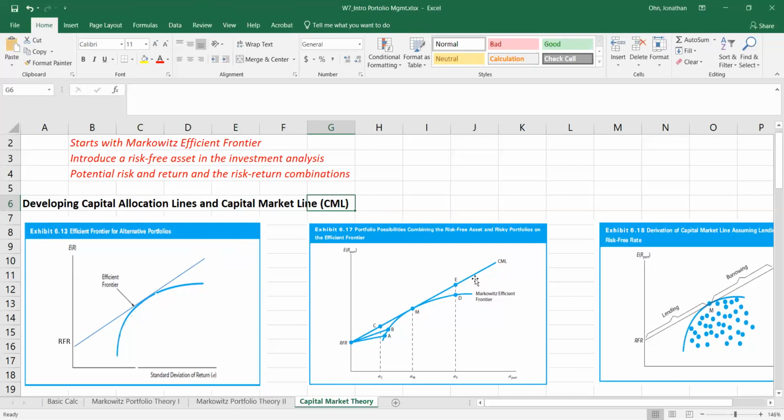So this one dominates everything. Anything below this one is completely dominated. So with the introduction of the risk-free asset in your analysis, we got this CML. That's the most dominant group. That is called the capital market line. Okay, capital market line. All right.